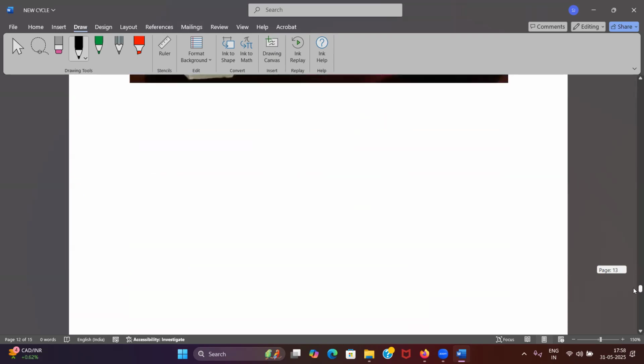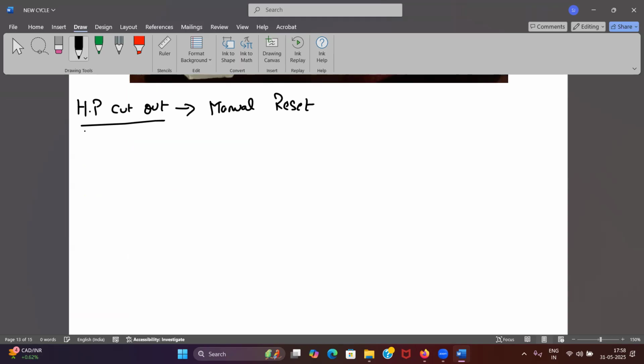Okay. So now we'll discuss HP cutout. It is manual reset. Tell me the reasons. Why can it happen? Overcharge. Air in the system. Excellent. Air in the system.